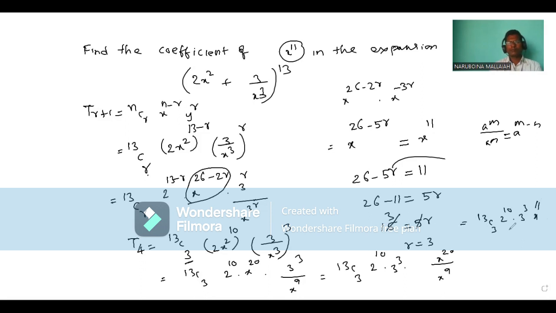See, we got x to the power of 11. The coefficient of this x to the power of 11 will be this one. So the answer is 13C3, 2 to the power of 10, into 3 to the power of 3.